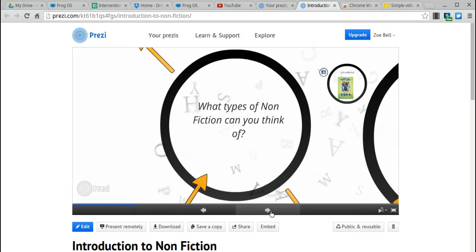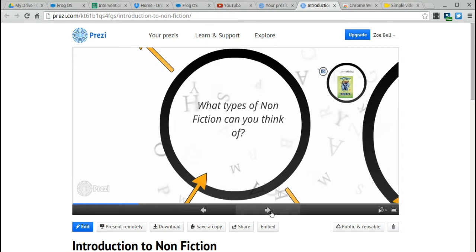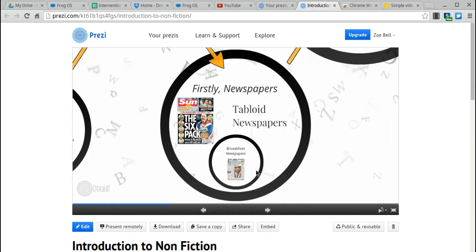Have a little bit of a think. What types of non-fiction can you think of? Maybe think of three. What can you think of? Here are some examples. Firstly, you've got things like newspapers.